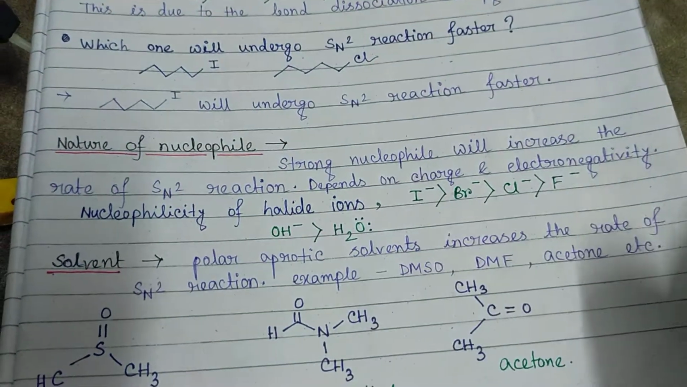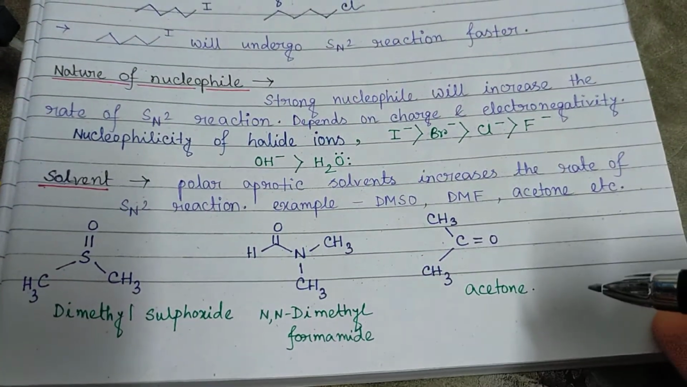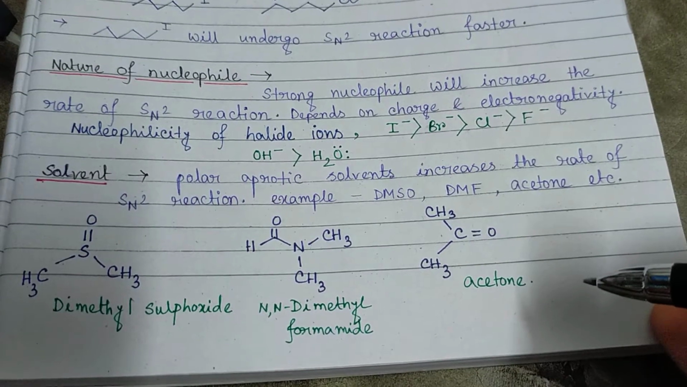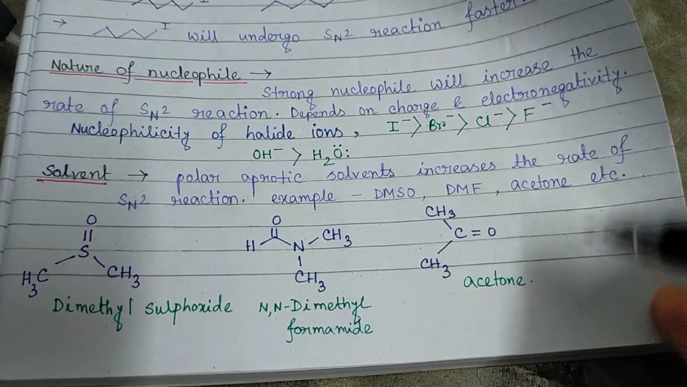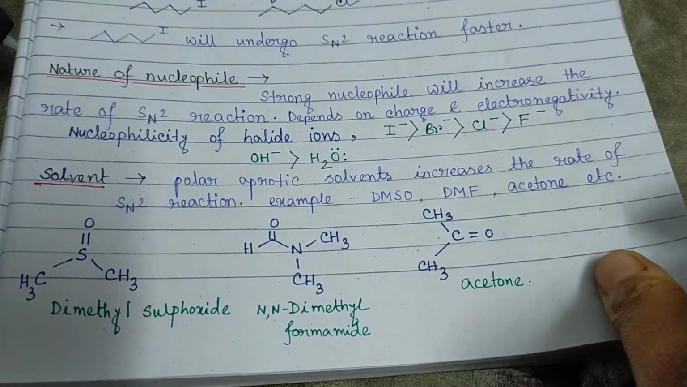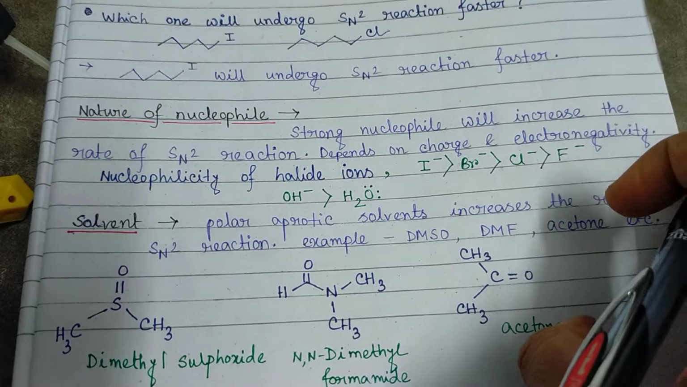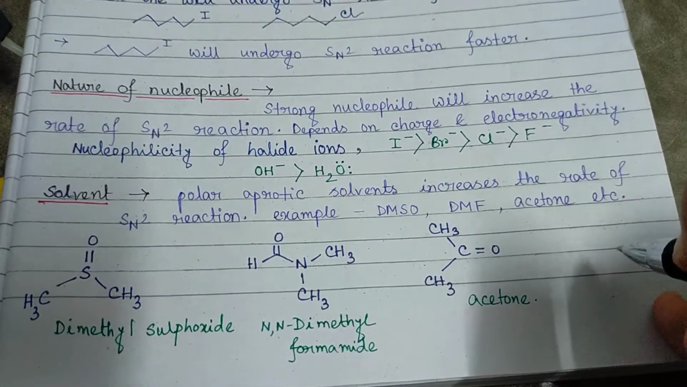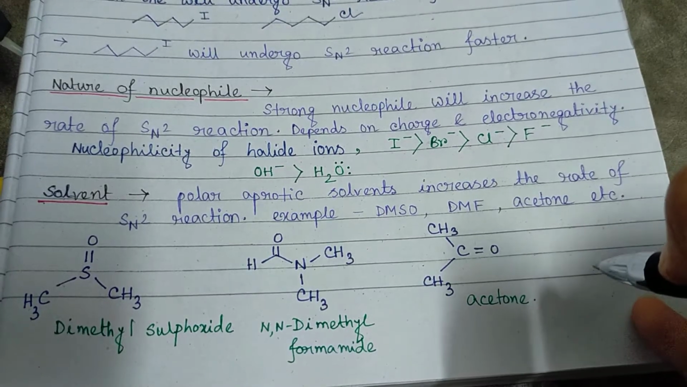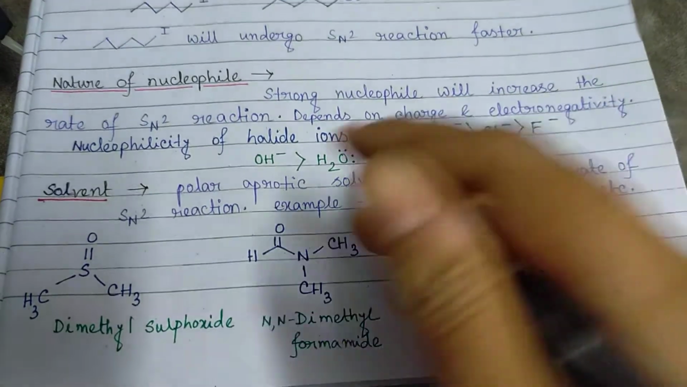And lastly, the solvent is a factor which also determines the rate of the SN2 reaction. We have seen that the SN2 reaction proceeds by backside attack, which involves a transition state. So if the transition state can be stabilized, then obviously the rate of the SN2 reaction will increase.